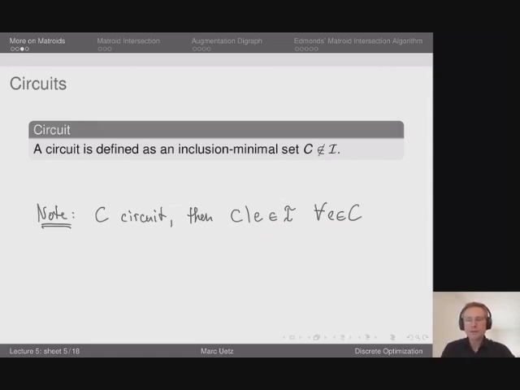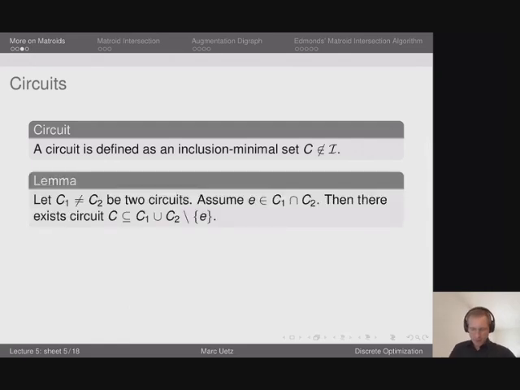Now, having defined circuits, we come to our first little lemma, and that is the following. If you give me two different circuits of the graph, C1 and C2, and assume they have a common element, E, which is contained in both C1 and C2, then this little lemma says there exists a circuit C as a subset of C1 and C2, not containing this joint element of the two.